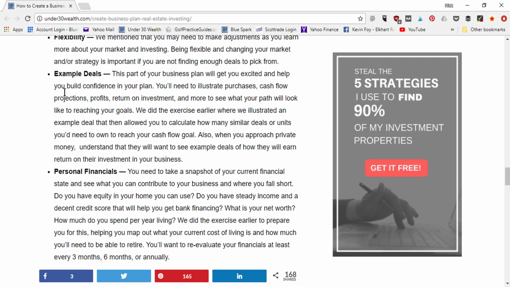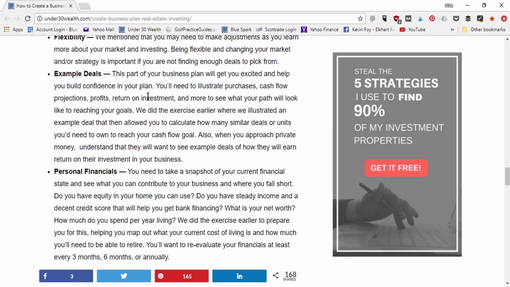So including these example property analyses in your business plan is not only going to help excite and motivate you, but it's also good to use for pitching investors. You could show them what a typical deal looks like that you're going to be purchasing, how the renovations are going to look, your all-in investment, and the cash flow from the rental property, the profits, the return. So it's good to run through an analysis and actually write it out.